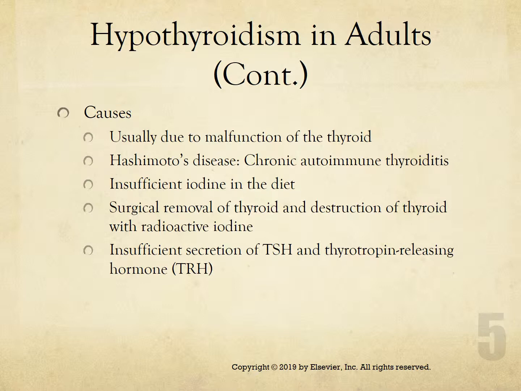Causes are usually due to a malfunction of the thyroid. There's Hashimoto's disease, which is a chronic autoimmune thyroiditis. You can have insufficient iodine in the diet. Now, that's very rare here, of course, in the United States. You can have surgical removal of the thyroid or destruction of the thyroid with radioactive iodine, and then there can be insufficient secretion of TSH and TRH.